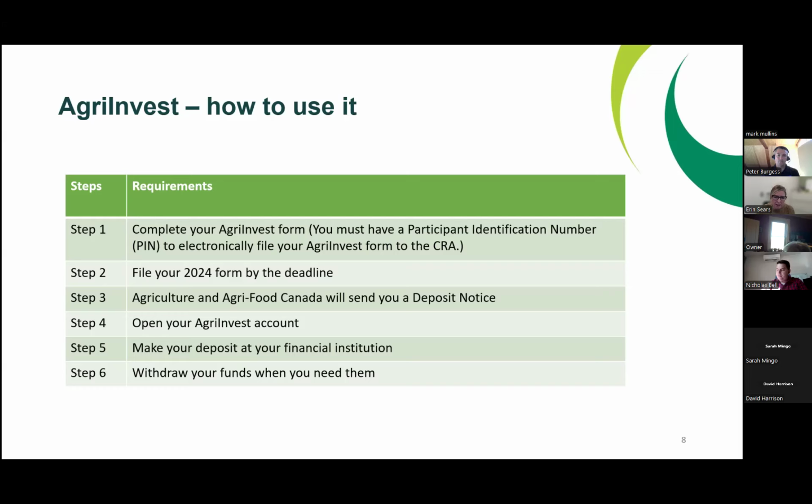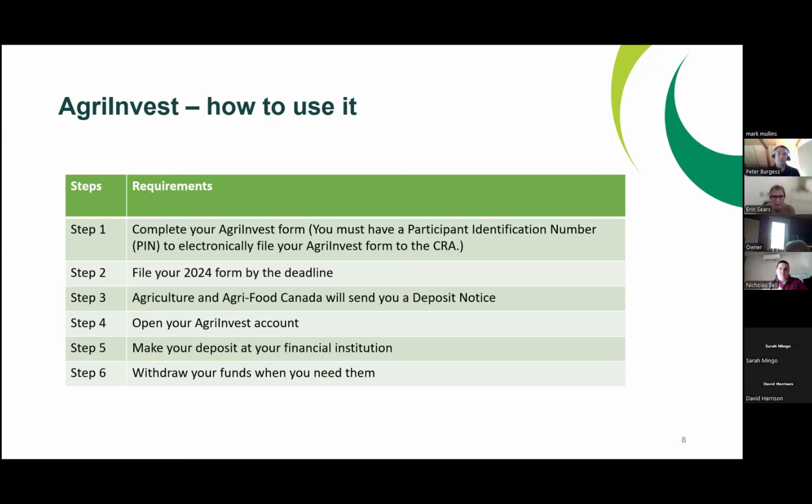Once you make it, it's the financial institution that communicates back to AAFC and lets them know that money is there, and then they will do that matching contribution. Once they do that, you can take the funds out whenever you need them. The intent of the program is that you build up that savings, so on one of those bad years when you need extra cash flow, the money is there. But some producers do take it out annually and then reinvest into their farm.